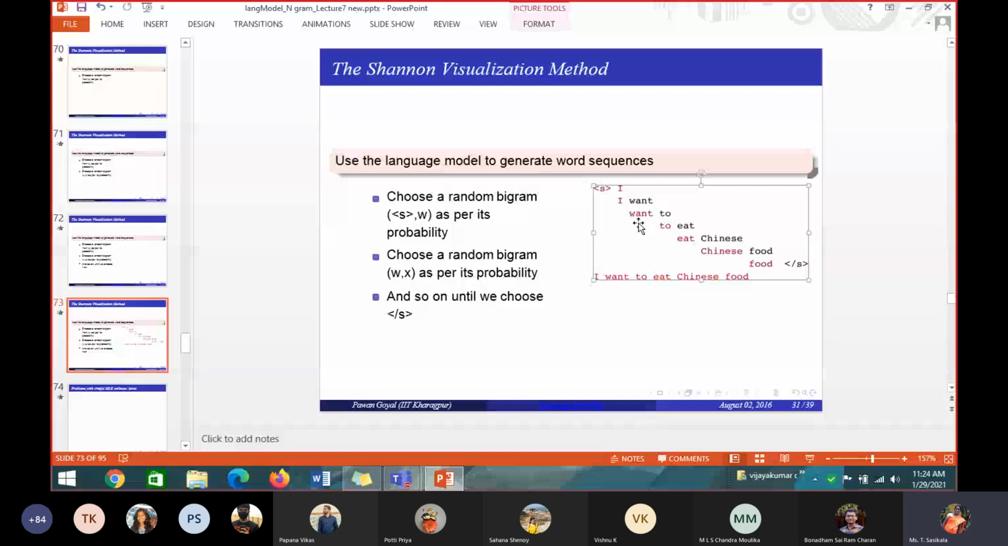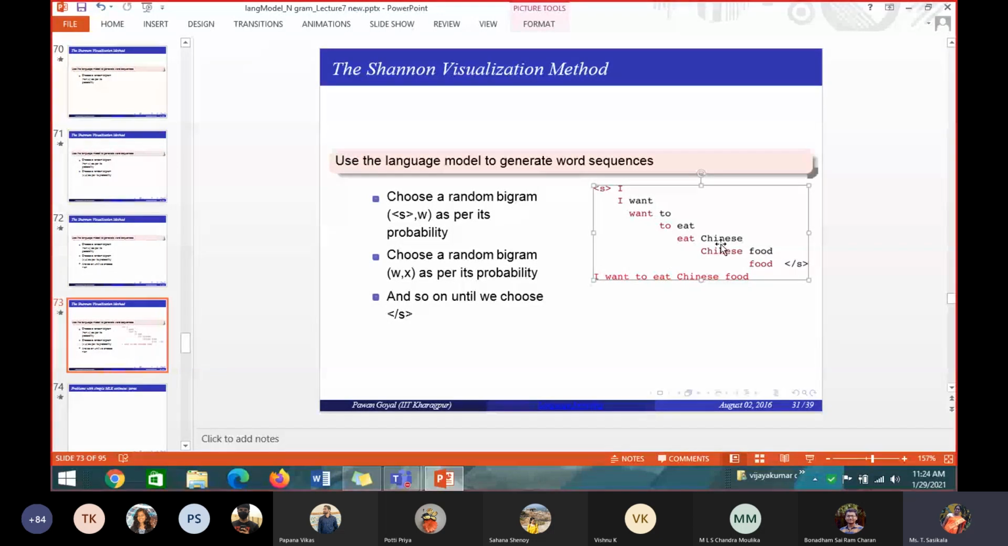What do I have to identify? To. So how can I find it? I have to find the bigram probability: probability of want comma to, divided by the probability of to, how many times it occurs in my corpus. Okay, like that you have to find.